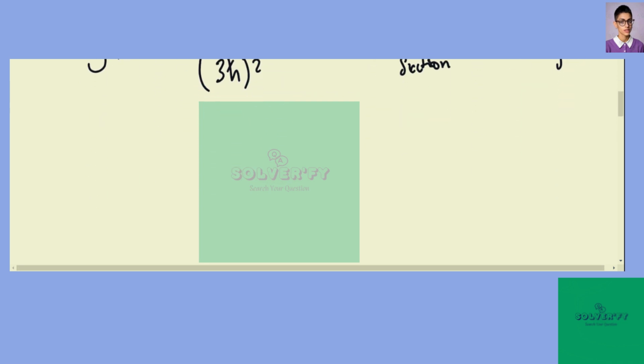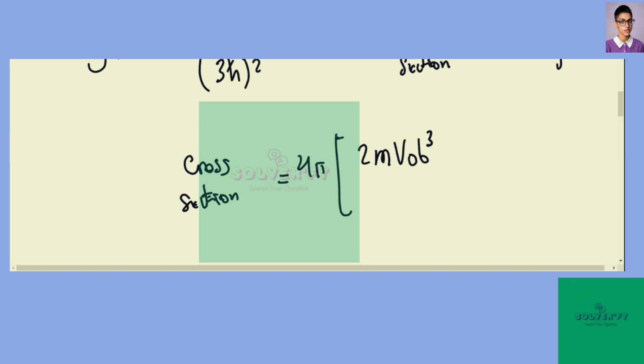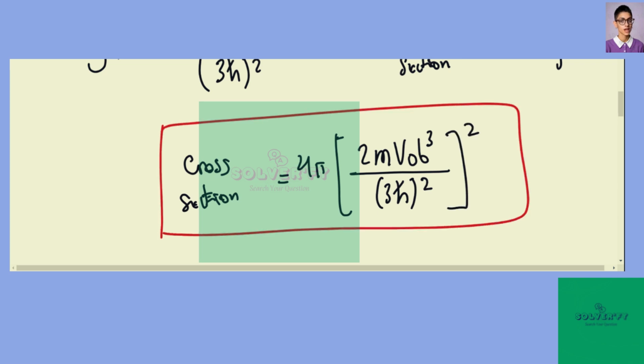So if we do that, we obtain that the cross-section explicitly is equal to 4 times pi times 2m times b sub 0 times b to the 3 divided by 3 times h bar to the square, and all of this to the square. So that's the solution for this problem.